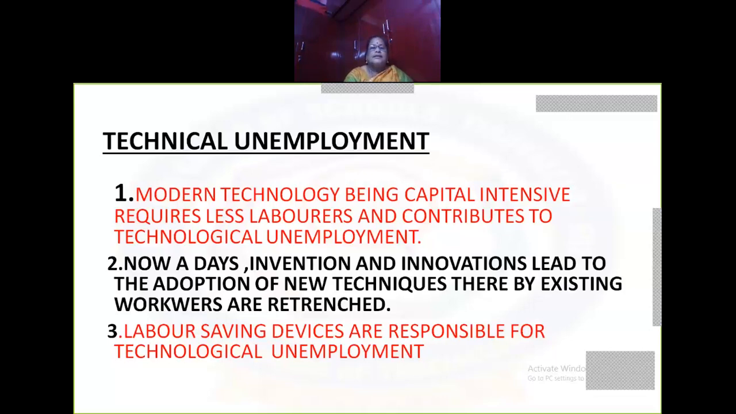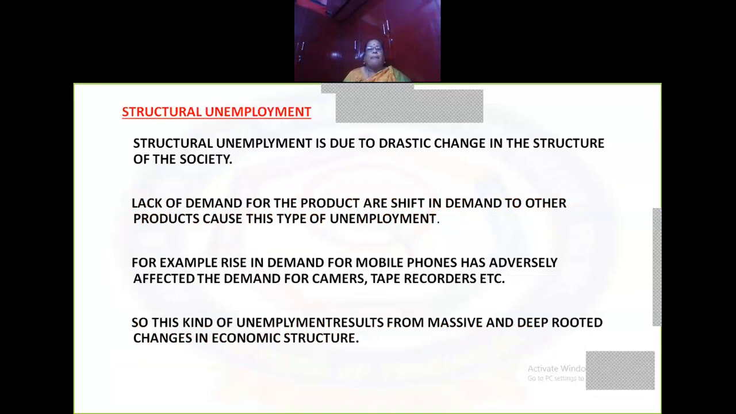Next, sixth one, structural unemployment. Structural unemployment is due to drastic change in the structure of the society, lack of demand for the product, or shift in demand to other products. For example, the rise in demand for mobile phones has adversely affected the demand for cameras, tape recorders, etc. So, this kind of unemployment results from massive and deep rooted changes in economic structure.